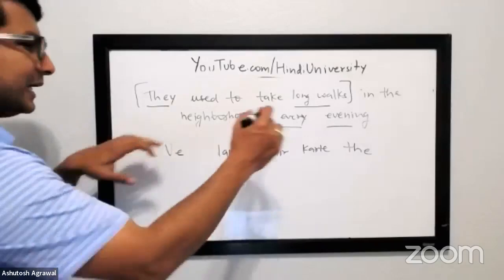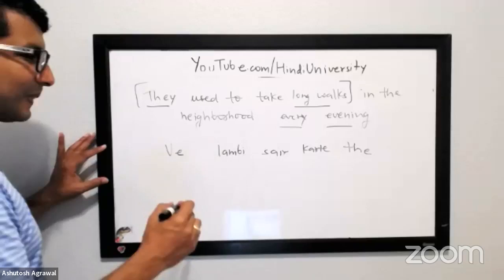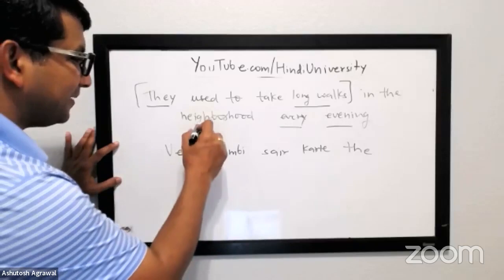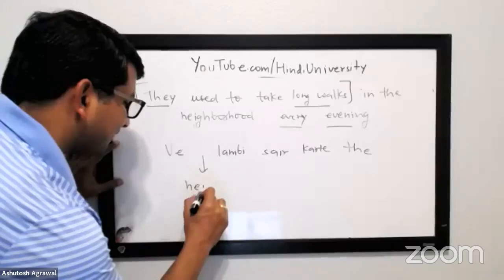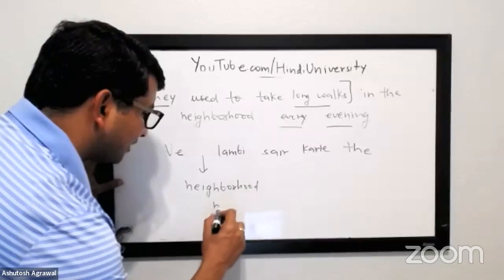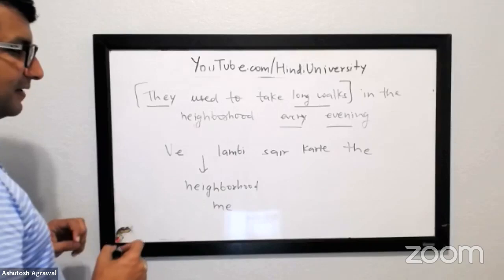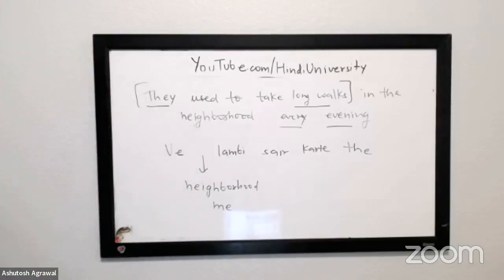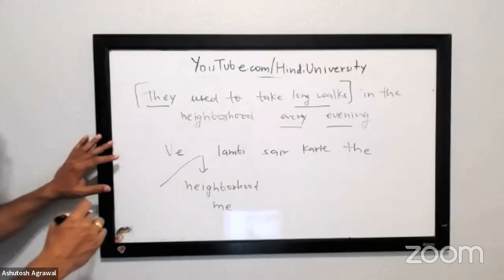In the neighborhood every morning. Oh, okay. Neighborhood mein. I can hear you. Oh, I see you're saying neighborhood mein. Okay? Ve neighborhood mein. Okay, you will put neighborhood mein here. Har sham ko? Lambi sair karte the. Okay. You can say that. In Hindi, as you know, it's flexible. You can put this also after ve. Either way is fine. So you can say ve har sham.